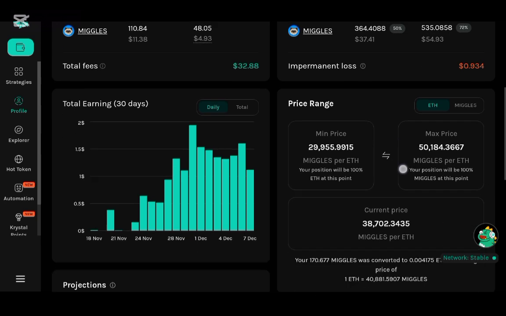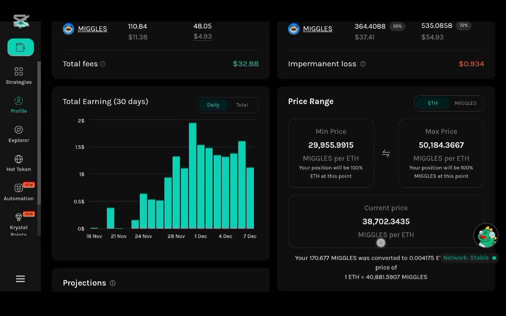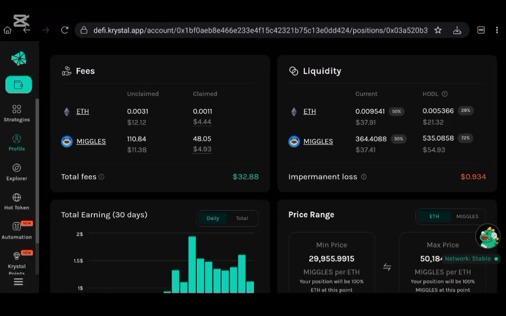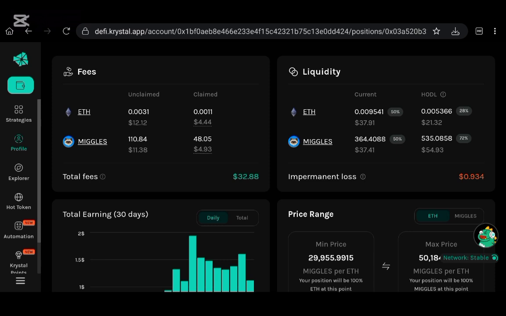If Miggles price starts to go down and you see the Miggles per ETH starting to increase because it loses value, and since it does lose value, you now need more Miggles to buy one Ethereum, then the liquidity distribution here would start to grow and grow and grow to be 100% Miggles. So if I go out of range on the downside, I'll be left holding 100% worth of Miggles, 0% worth of Ethereum, and now I'm just potentially holding a full bag of Miggles that can go further down in price, and that's going to be a risk.